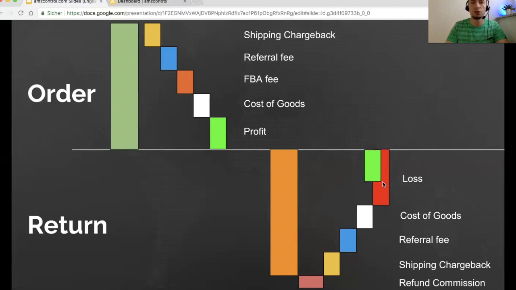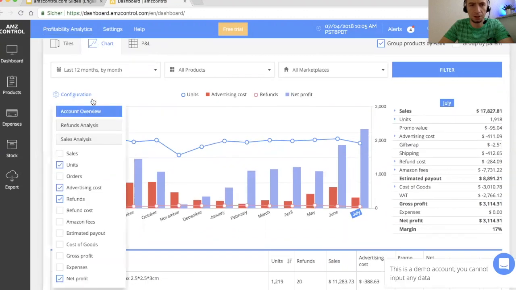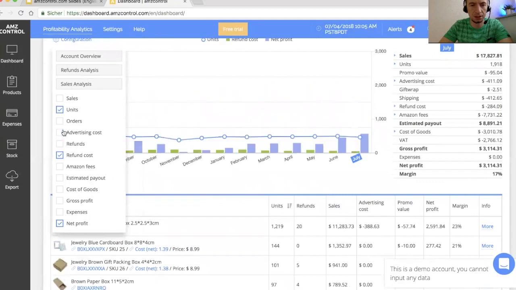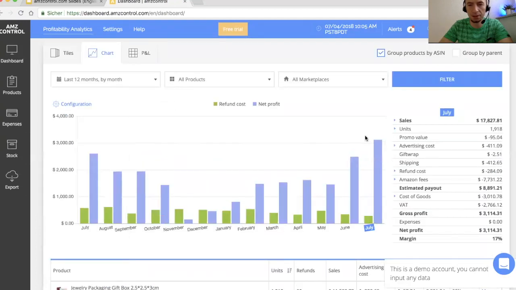So now let me show you how we account for this situation, or how we can take the situation into account in AMZ control. So I'm in the dashboard here in the chart view, and let me configure the chart so that I can see my refund cost in comparison with my net profit by month. Okay, so you can see this is my profit, and the green bar are the refund costs.